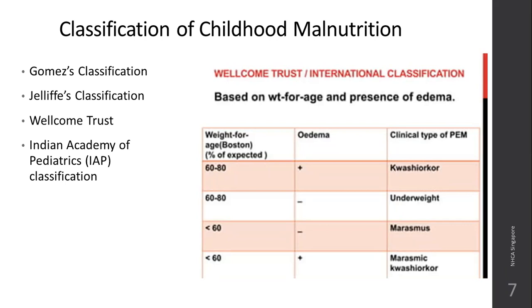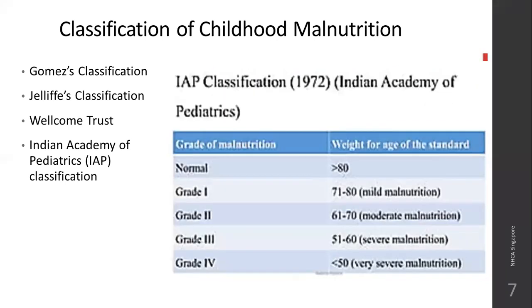Then Indian Academy of Pediatrics has also given a classification, grade 1, grade 2, grade 3, grade 4, again based on the weight for the age standard. In India also, there is a specific weight standard for every age, slightly different from the weight and age standards used at a global platform, slightly refined. Okay. So the same sources you will get from the textbook as well, the exact same sources.